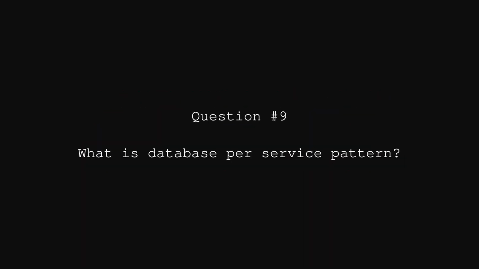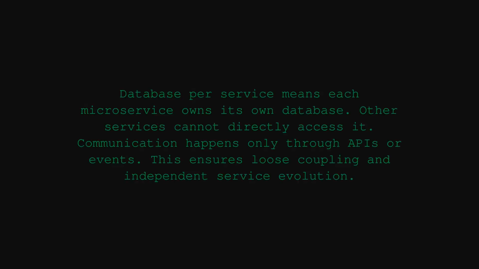Microservices and system design interview question. What is the database per service pattern? Database per service means each microservice owns its own database. Other services cannot directly access it. Communication happens only through APIs or events. This ensures loose coupling and independent service evolution.